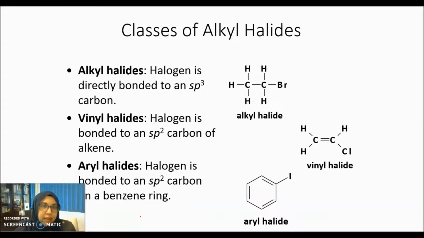Now, we can also classify the alkyl halides according to these different types of class. Alkyl halide is where a halogen is directly bonded to an sp3 carbon. Vinyl halide is where the halogen is bonded to an sp2 carbon of an alkene. So you can see there's the presence of an alkene. Now, aryl halide is where the halogen is bonded to an sp2 carbon of a benzene ring.